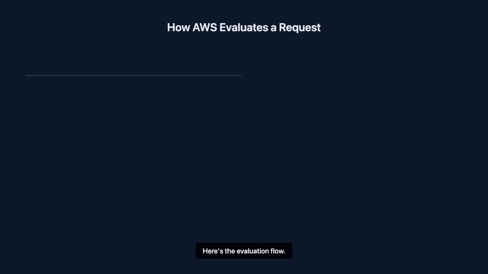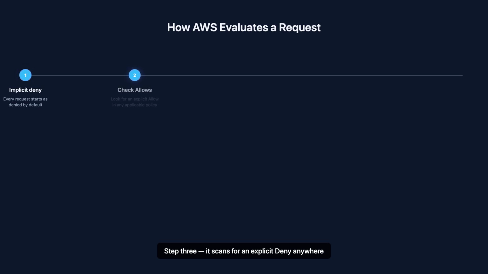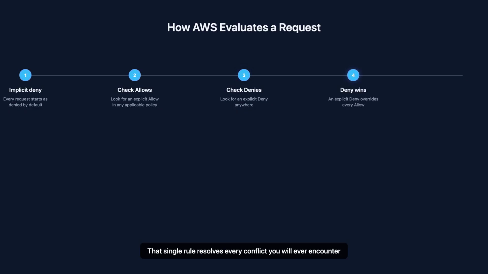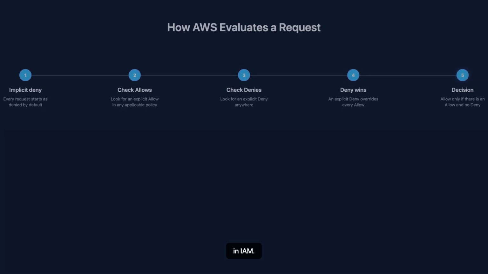Here's the evaluation flow. Step 1. Every request starts in implicit deny. By default, you can do nothing. Step 2. Amazon Web Services looks across every applicable policy for an explicit allow. Step 3. It scans for an explicit deny anywhere in the chain. Step 4 is the rule that resolves every conflict. A deny overrides every allow, no exceptions. And step 5 is the decision. Allow only if there is an explicit allow and 0 denies. That single rule resolves every conflict you will ever encounter in IAM.